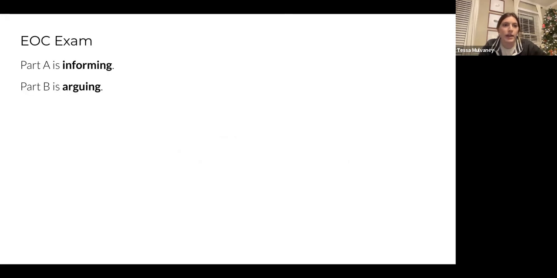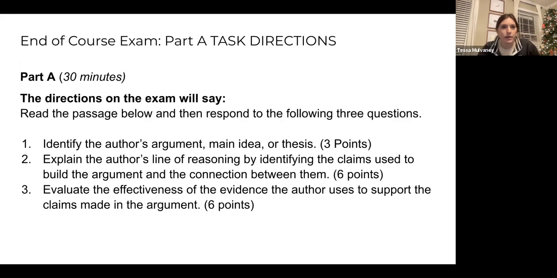Remember, for the end of course exam, which is sometimes shortened to the EOC, part A is focused on informing the reader. You are analyzing what already exists, and you are informing the reader about your analysis of what already exists. Part B, which you are not doing during your final exam period, is where you create your own argument. So for part A, we're practicing those skills of analyzing what already exists. Let's review the overall task directions for the end of course exam part A.